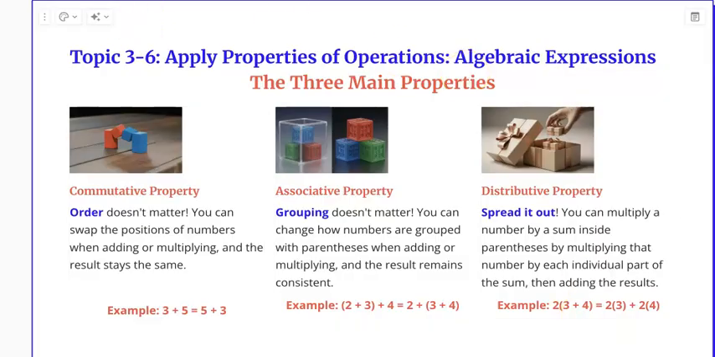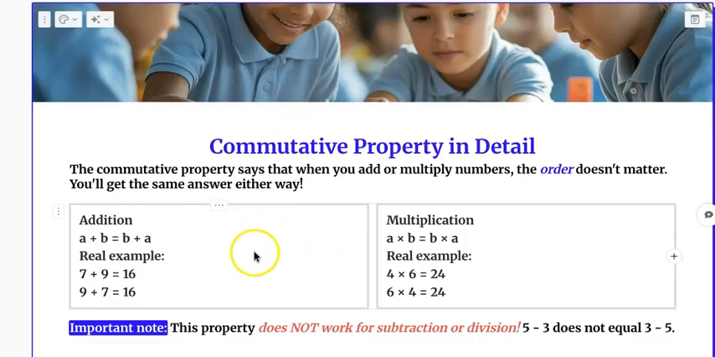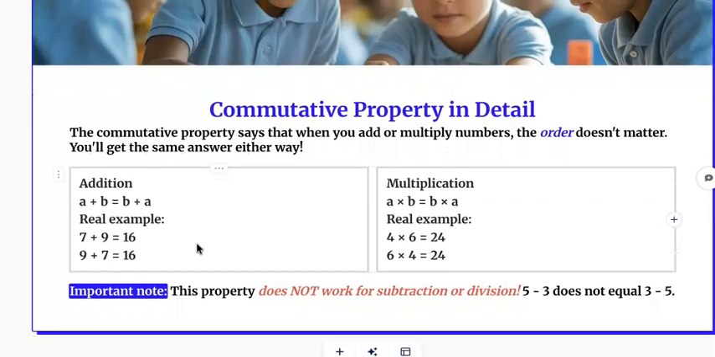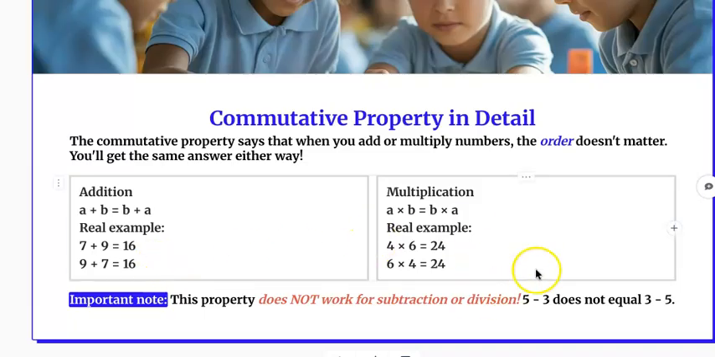All right, let's move on. Take a look at some commutative examples. The order. A plus B, B plus A. You're not going to get a number answer, but if I gave you a value for A and B, you will. 7 plus 9, 9 plus 7, same answer. Multiplication is the same thing. 4 times 6, 6 times 4, you get the same answer. So it does not matter the order.